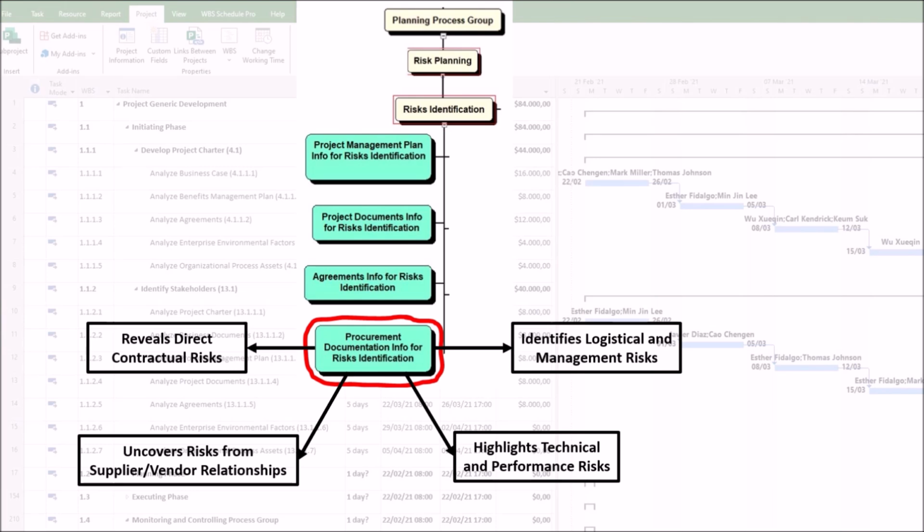The second relevant document addresses change management process. How are changes to the contract or statement of work handled? A poorly defined process is a risk in itself. The last relevant document addresses payment terms. The payment schedule can create cash flow risks or disputes.